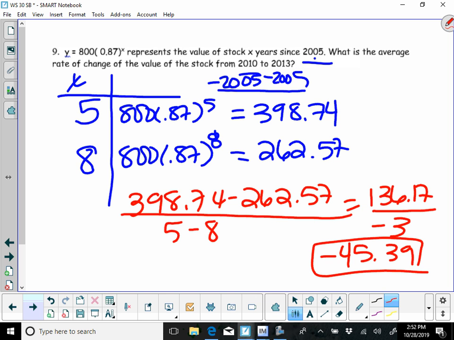If you had a graphing calculator at home, like a TI-84, it's going to give you a little bit different of an answer, but it should be very close because it's not as rounded as I rounded.